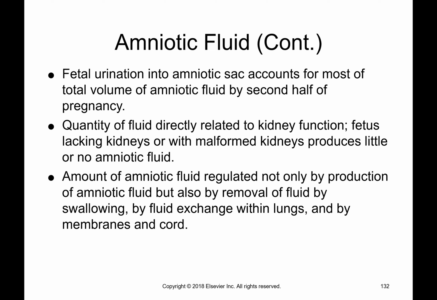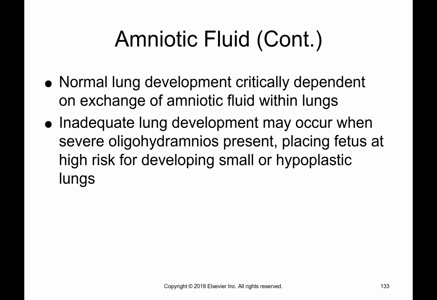The amount of amniotic fluid is regulated not only by production of amniotic fluid, but also by removal of fluid and swallowing. So everybody, the baby and the placenta, have to work together to keep a certain amount of fluid within the gestational sac. Normal lung development is critical and dependent on the exchange of the amniotic fluid with the lungs. So the baby swallows the fluid, breathes the fluid in, and urinates the fluid. The fluid is like the life source of that baby and is very sterile. All of the organs develop and work together to help produce amniotic fluid.